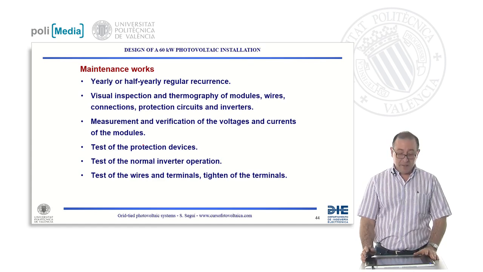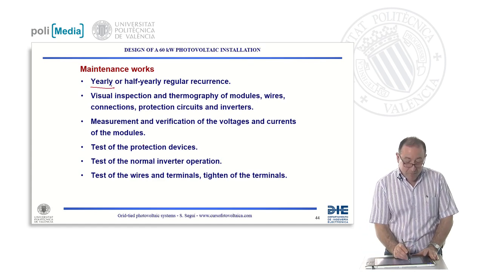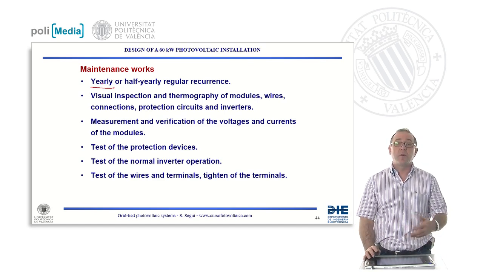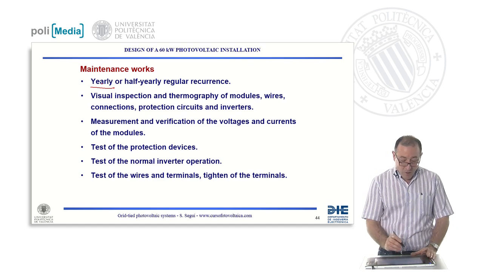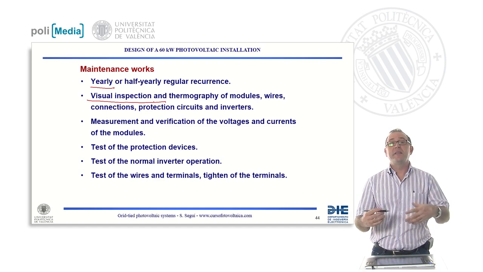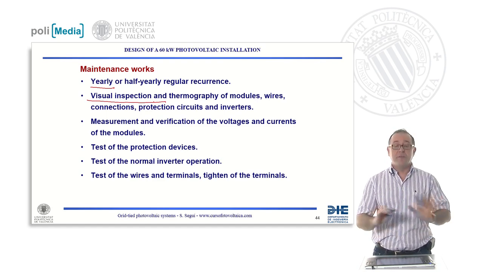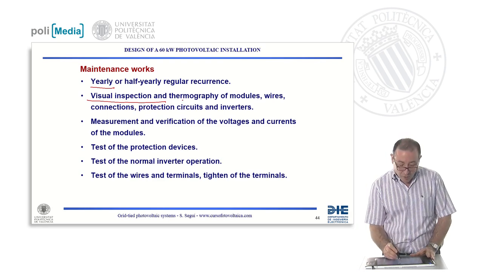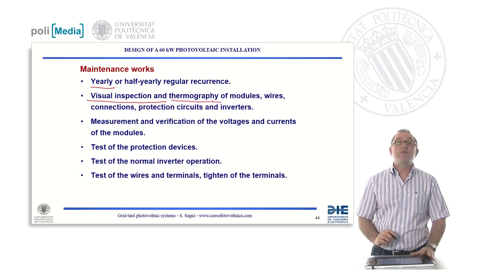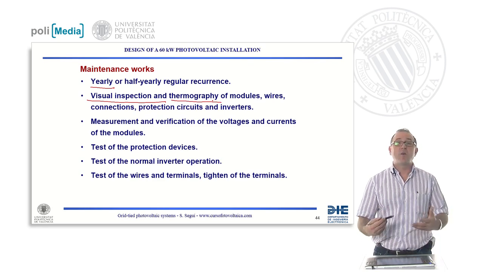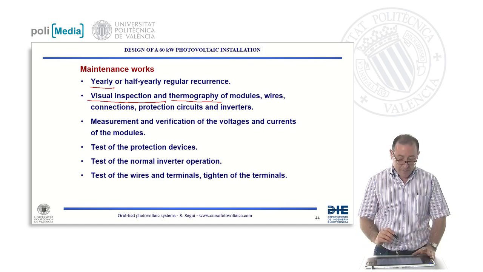About the maintenance in this type of plants, we can have one or two visits to the plant in order to check if it's working correctly. We can see if we have some problems in the wires, in the modules, in the photovoltaic plant, or in the electrical panels. And also we can use thermography in order to verify that the modules, wires, protection circuits, and inverters are working correctly with a stable temperature within the limits of operation of this type of systems.